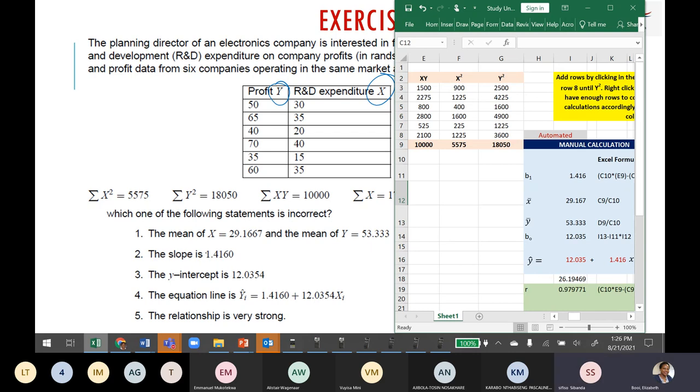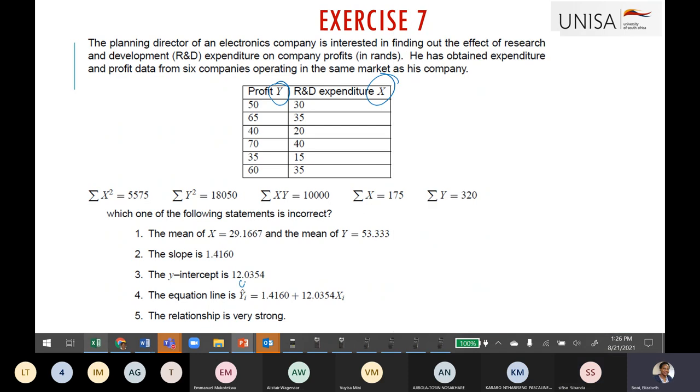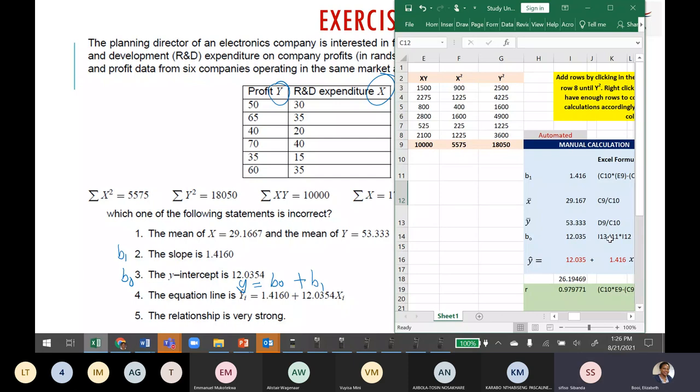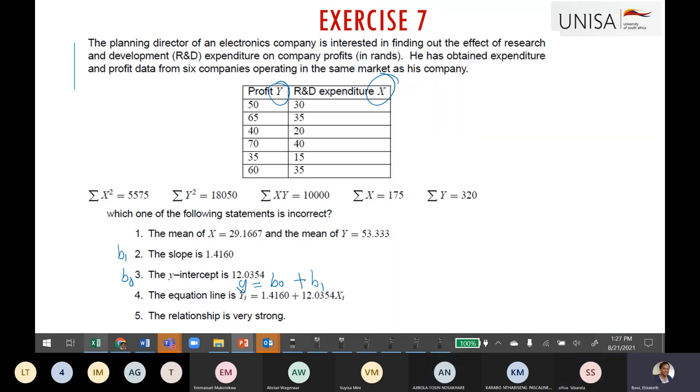The slope is 1.4160. The slope is 1.1460. The intercept is 12.0354. And it says you need to write the equation Y equals B0 plus B1. Look at what you got here on the slope, which is B1, and your intercept, which is B0. If you substitute them onto that formula, does it give you that? On the Excel spreadsheet, it's easy to see that this is incorrect, it should be like that. So that is the incorrect option.